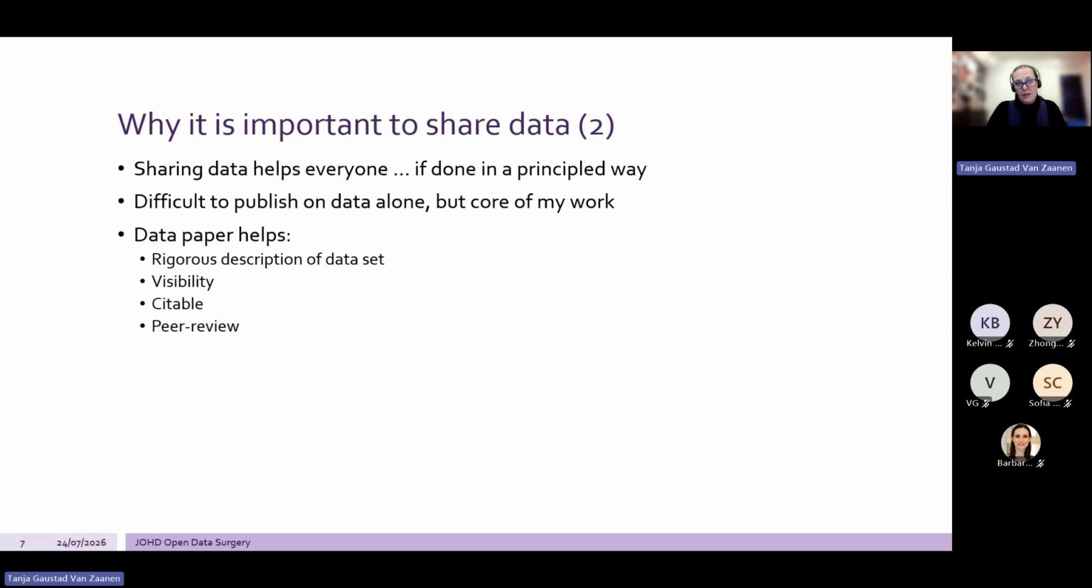And I think a data paper helps you in that sense because it asks you to have a rigorous description of your data set, but it also makes sure your data set is visible and your data paper is then citable. And last but not least, it is peer reviewed. So you do have experts chiming in and telling you what is actually interesting about your data or what could be improved.